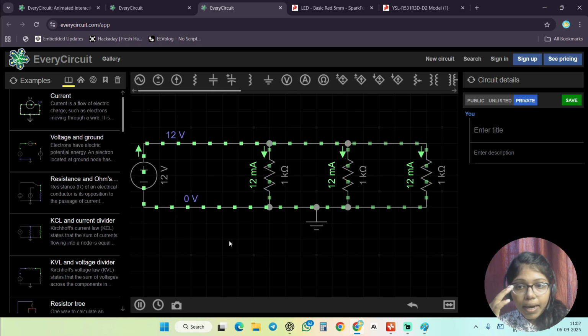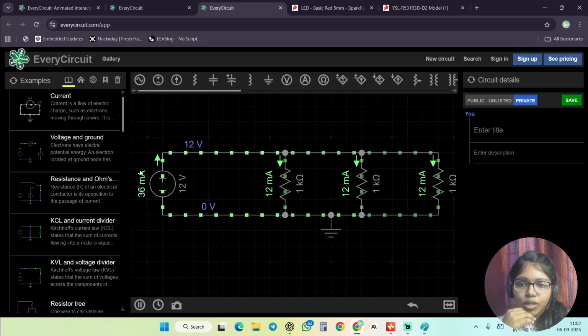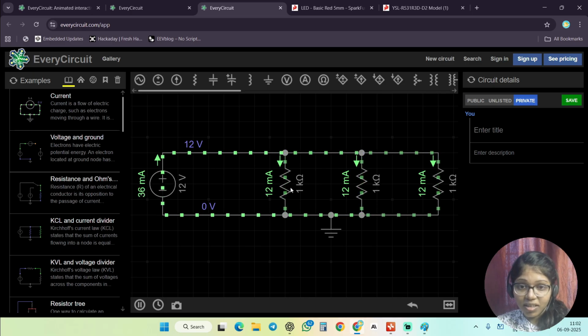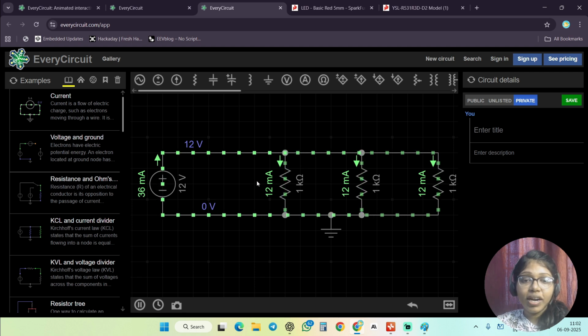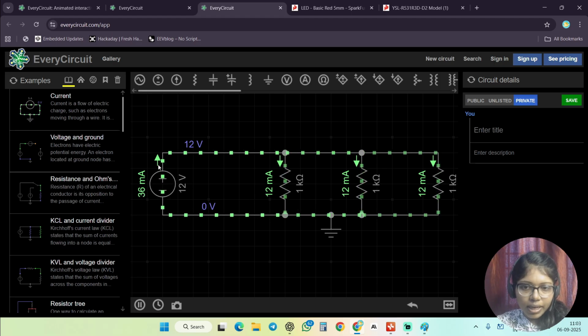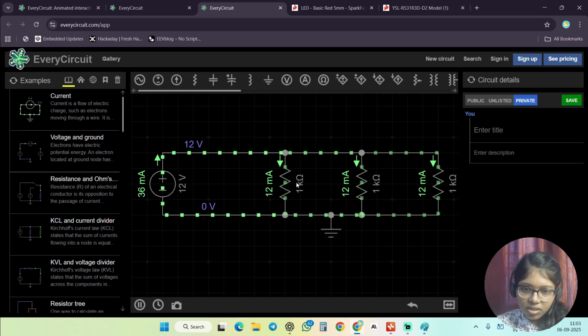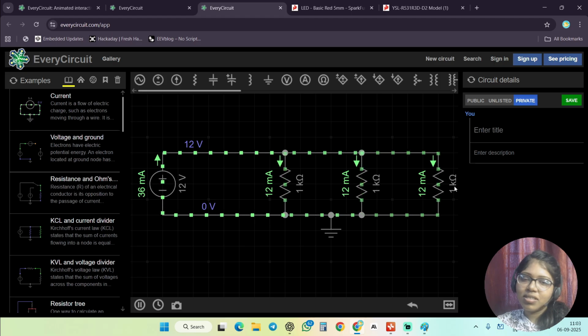But how much current is produced here? 36 milliamp of current is produced in total. But if you look here, only 12 milliamp of current is flowing in this line, 12 milliamp in this line, and 12 milliamp in this. Why is the current the same in all? The current has been resisted, and only a small amount flows depending on the resistance used. It is the same because we maintained the same resistance. So this is Ohm's law, right?